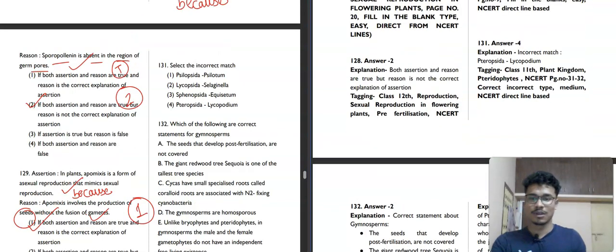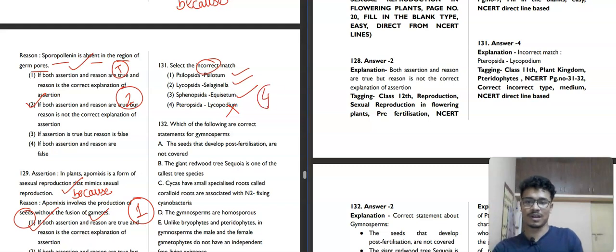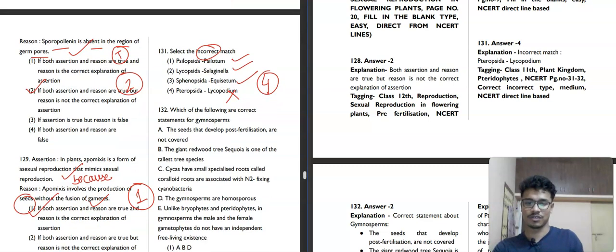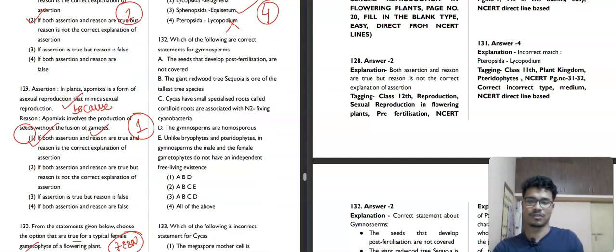131 now. It is saying to select the incorrect match. Psilopsida, pteridophytes, all the examples are given. Psilopsida, Psilotum, correct. Lycopsida, Selaginella, correct. Sphenopsida, Equisetum, correct. Pteropsida, Lycopodium is not correct. For Pteropsida you can say Adiantum, but not Lycopodium. The fourth option will be our correct answer here. Now we move towards the next question, question number 132.